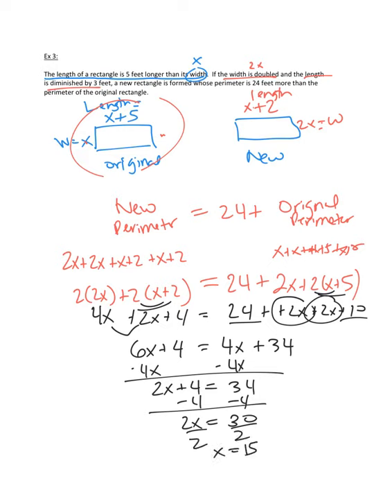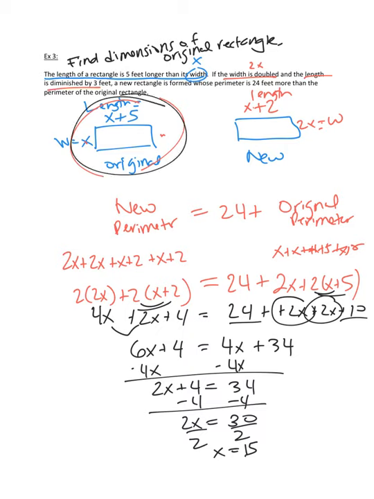So the question is asking me to find, oops, I never put in the question. The question should be, if you could add it into your notes, find the dimensions of the original rectangle. So to find the dimensions of the original rectangle, I go back to this one that I circled here, and I plug 15 in. So my original width is 15 feet, and my original length is 15 plus 5, which is 20 feet. Length equals 20 feet.